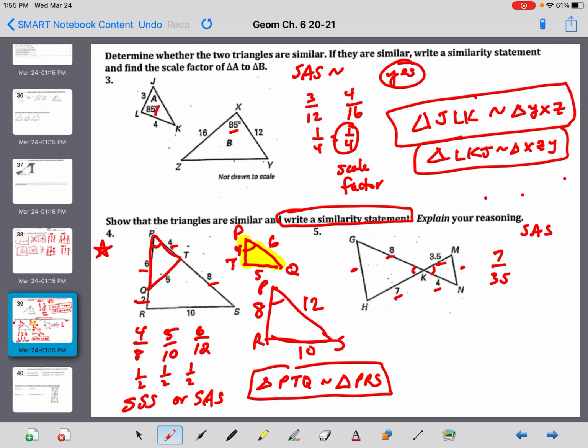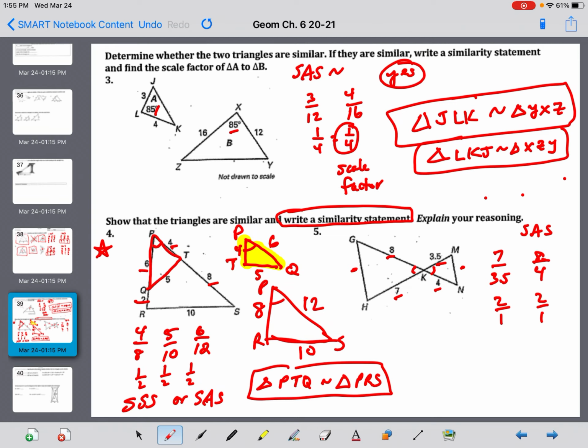Second side is 8, second side is 4. Oh, these are just going to simplify to 2 over 1. Yeah, so the bigger triangle is twice as big as the smaller one. And so we're good to go. SAS is the reason. Notice I only checked 2 ratios because I don't have a third ratio to check there.